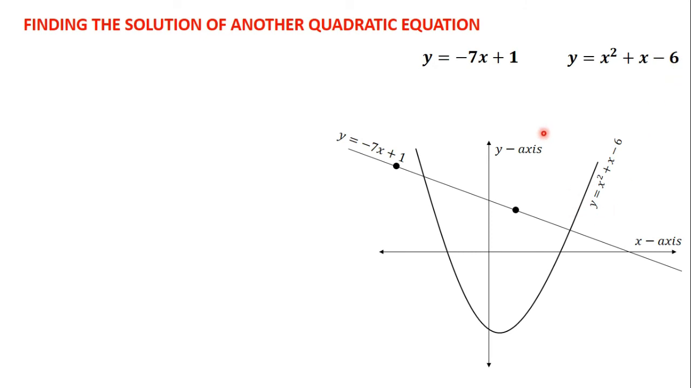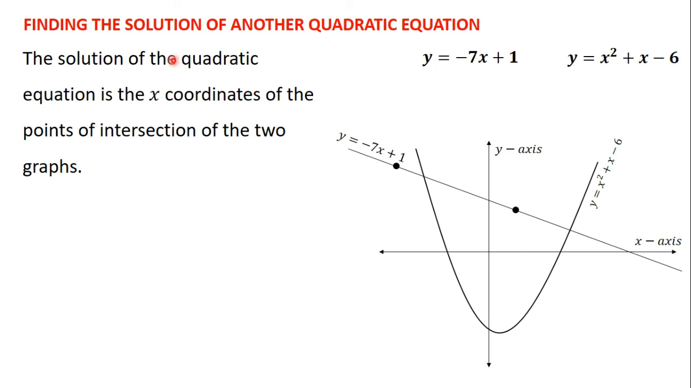How do we use this to find the solution of the quadratic equation x squared plus 8x minus 7 is equal to 0? The solution of the quadratic equation is the x coordinates of the point of intersection of the two graphs. So the solution of this quadratic equation x squared plus 8x minus 7 is equal to 0 is the x coordinates of the point of intersection of the two graphs.